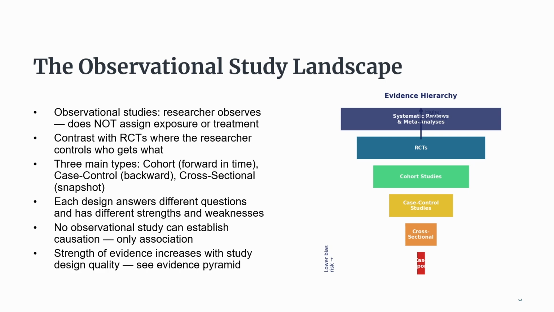This distinction is everything. Without randomization, the groups being compared can differ in many ways beyond the exposure of interest. Those differences, confounders, can create apparent associations that are entirely spurious. Observational studies are not inferior to RCTs for every question. Many important clinical questions can never be ethically answered with an RCT, but they require more careful interpretation.